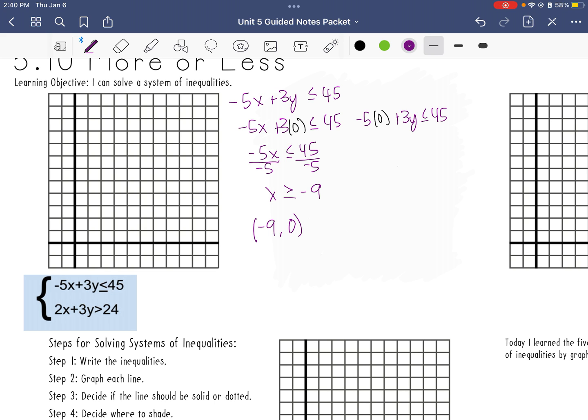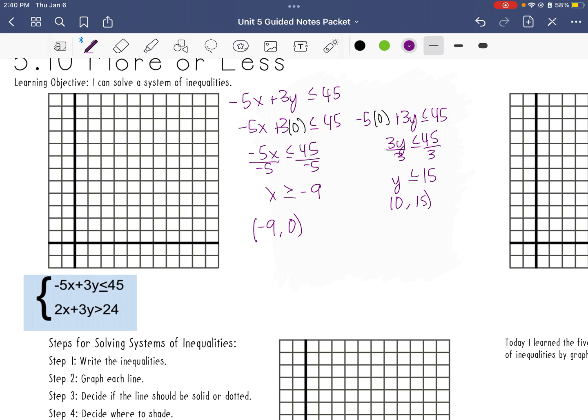So again, that's going to zero this out. It's going to go away. So we're going to have 3y is less than or equal to 45. We divide by 3, and y is less than or equal to 15. So our y-intercept is at (0, 15).